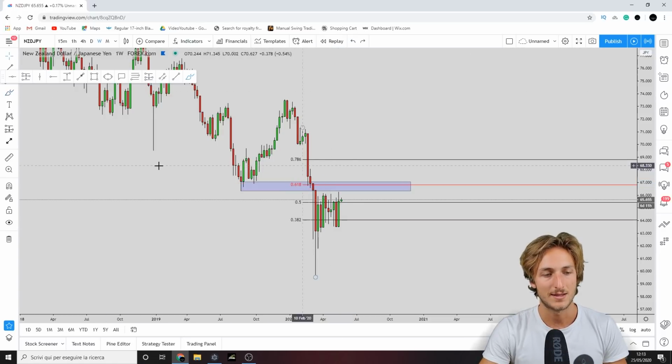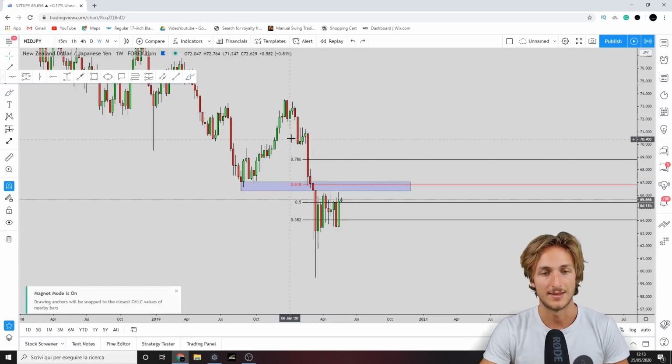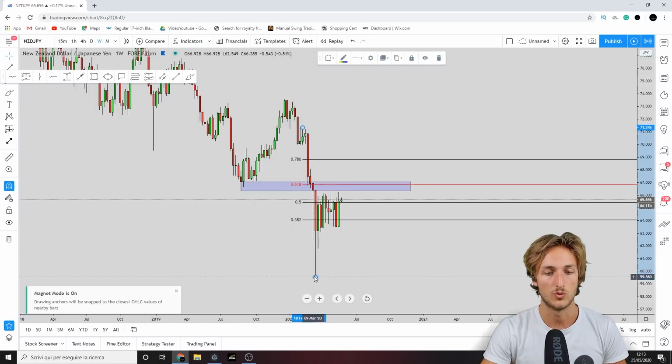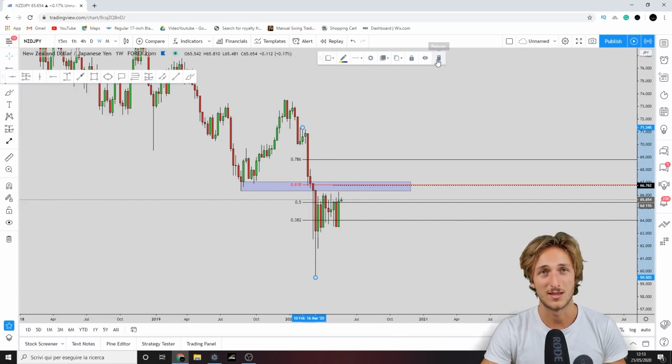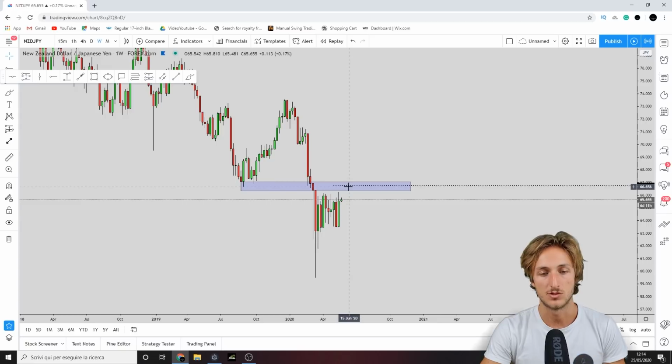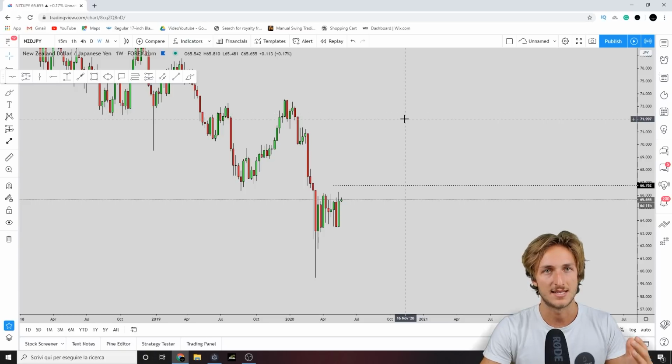So to identify this area that the market might definitely want to test, specifically the 0.618, let's place a horizontal ray exactly at the 0.618. You will understand later on during the analysis why it's so important to identify this zone. So we don't even need the rectangle anymore. We can keep the charts as clean as possible.